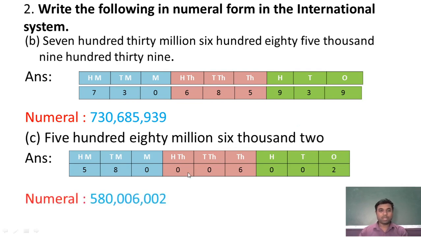So what will be the numeral? The numeral will be 580, comma. For each period there is a comma. For the ones period there is a comma. For the thousands period there is a comma, and there are no numbers just before 5. That's why no need to put a comma.